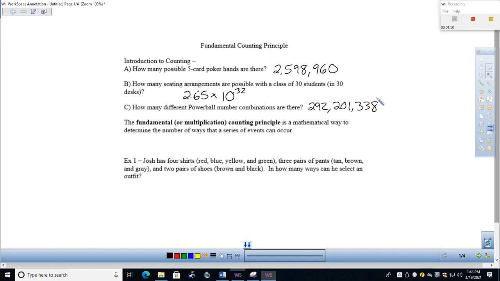All right, so look, at the end of the day, as I said, it's just a matter of how many ways a series of tasks or a series of outcomes can occur. And the way we are going to do some of these problems comes from the fundamental, or sometimes called the multiplication, as you'll see why in just a sec, counting principle. And so it's a mathematical way to determine the number of ways that a series of events can occur.